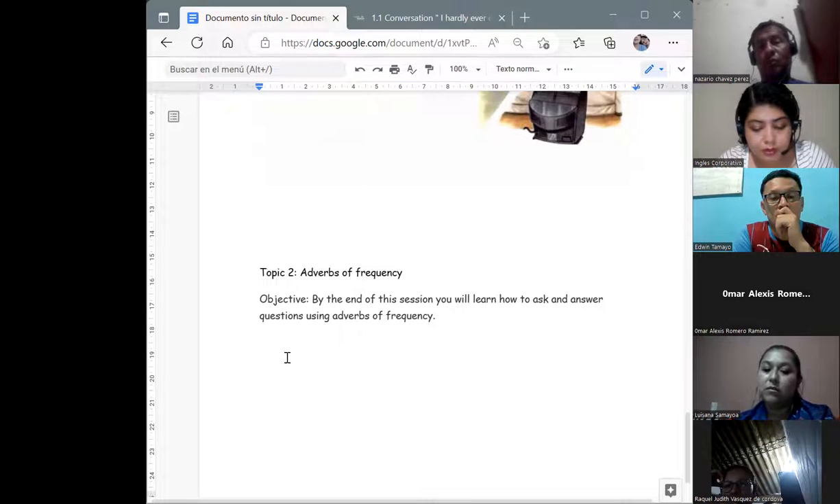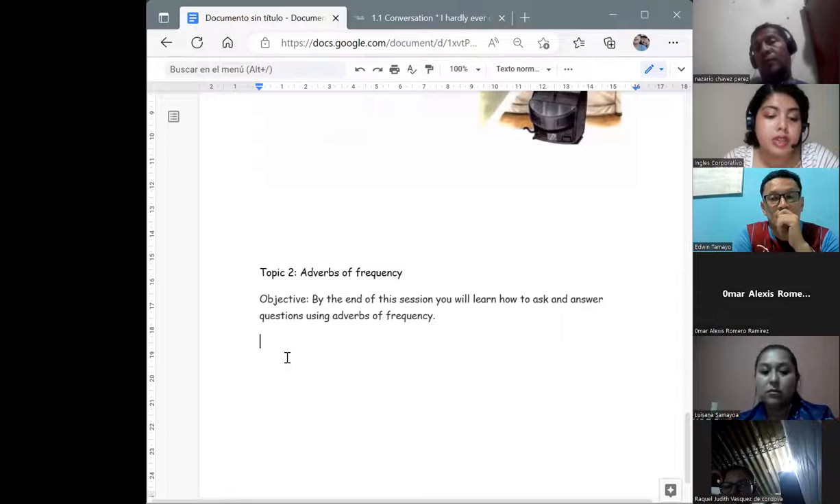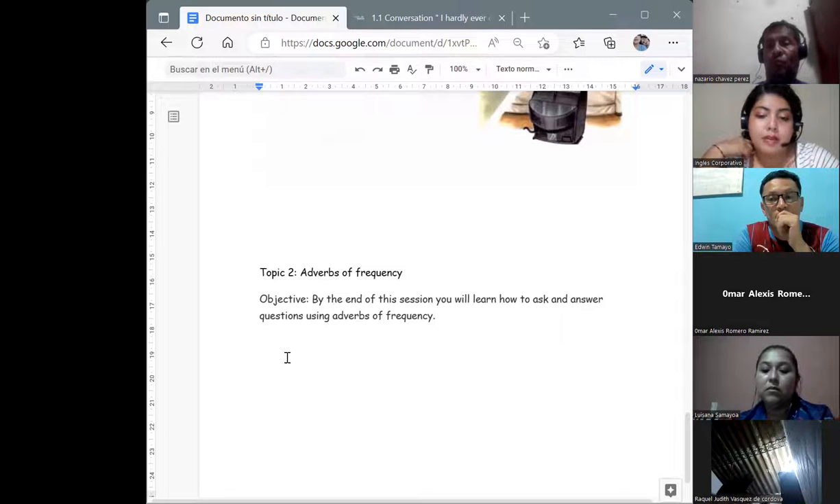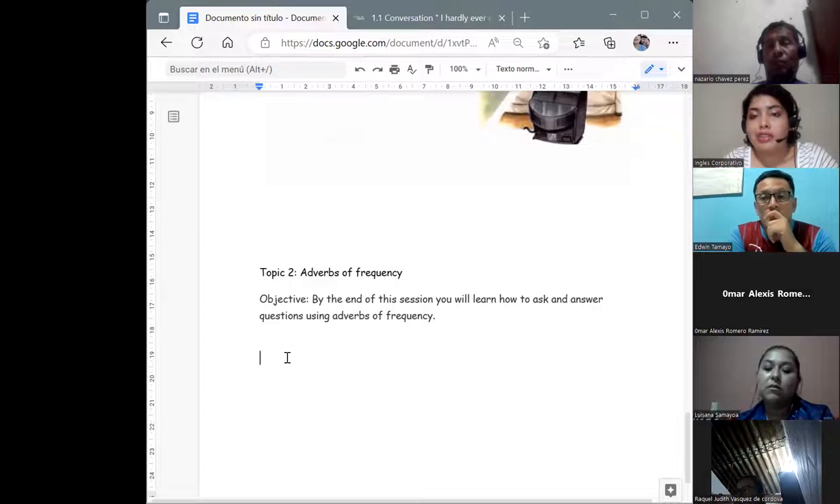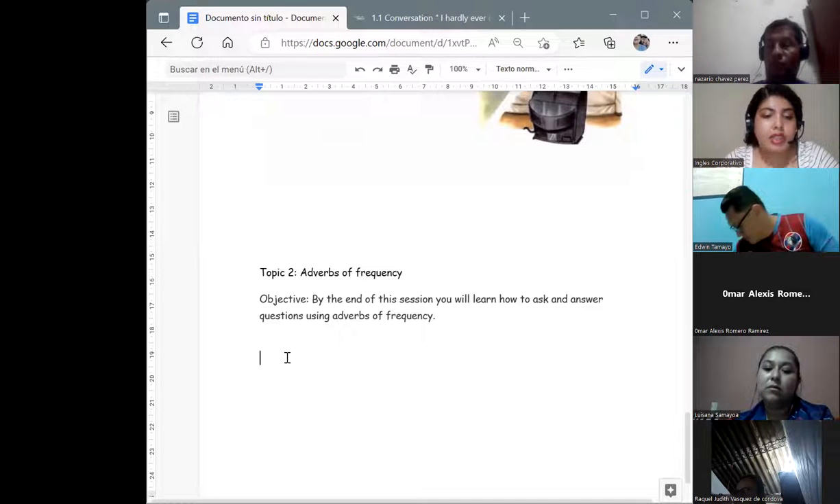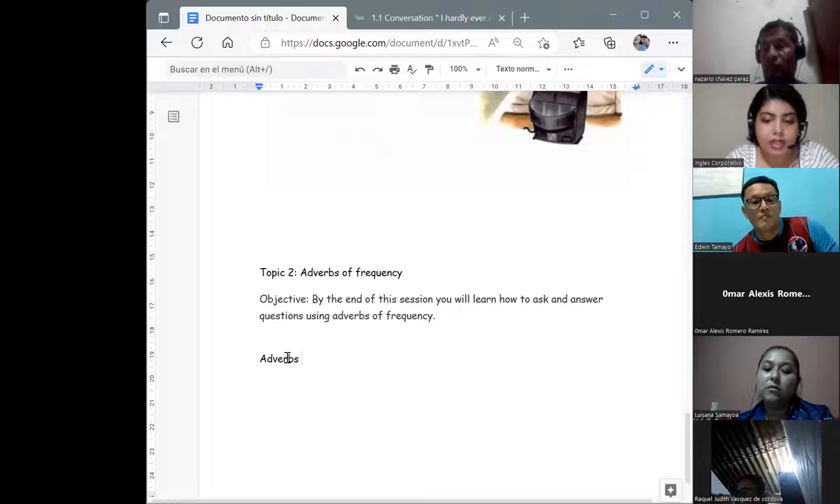So, the first thing is that we need to know that the adverbs of frequency tell us how often something happens or is the case, or maybe it's going to happen in the future. But the most important thing is to know how often something happens. ¿Qué tan seguido pasa una acción? That is the thing. Very simple. But I'm going to write here this information.